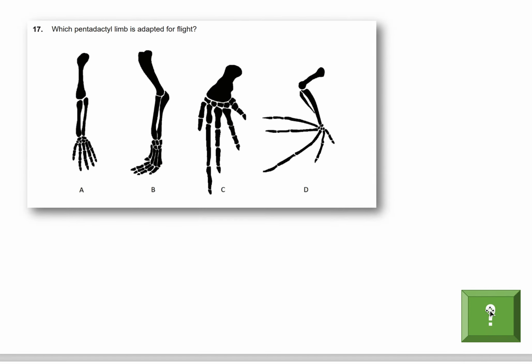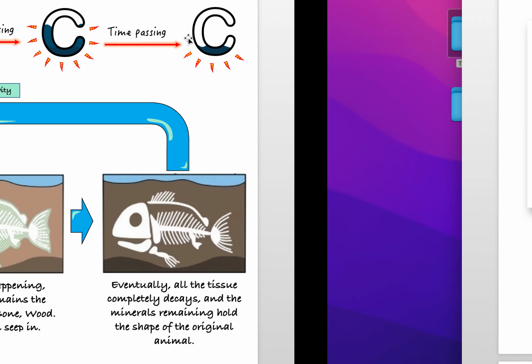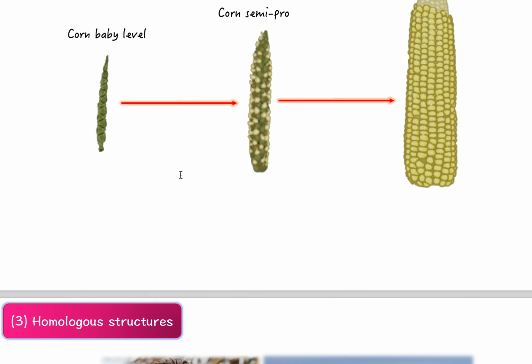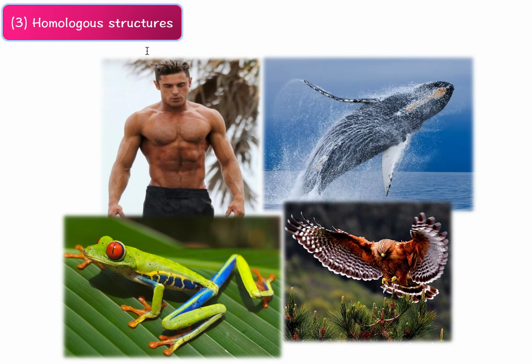Next one. So this you'll see very often. Which pentadactyl limb is adapted for flight? So basically, what is a pentadactyl limb again? So this is another evidence for evolution. Okay, and they call it homologous structures. Homologous meaning similar structures. So similar looking structures, but they have different functions.